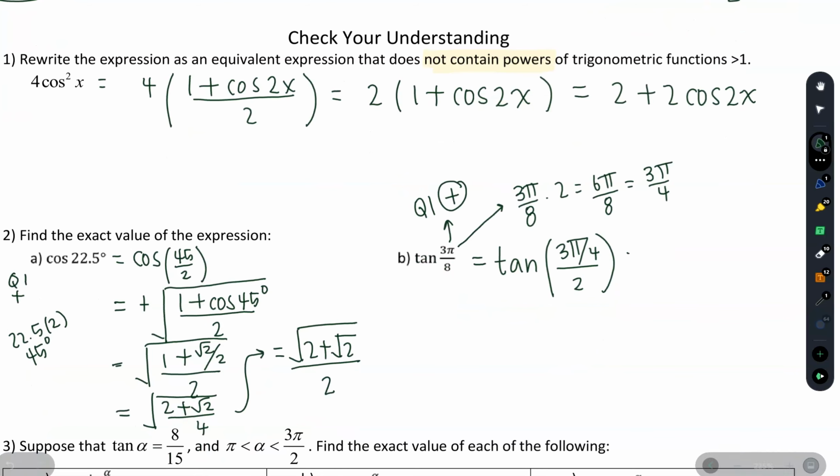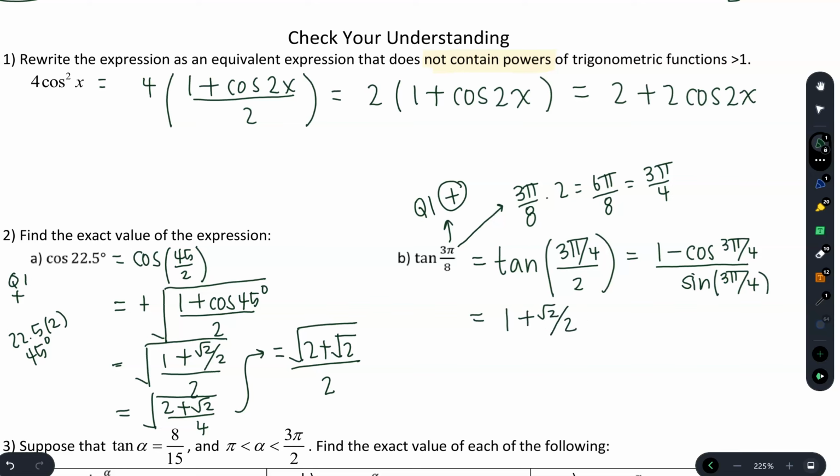Okay, so I'm going to use the second one. So I'm going to say 1 minus cosine of 3 pi over 4. And then this is all over sine of 3 pi over 4. Okay, so this will be 1 minus cosine of 3 pi over 4. So cosine of 3 pi over 4 is what? A negative square root of 2 over 2. So that'll turn into a positive. Sine of 3 pi over 4 is going to be a positive square root of 2 over 2. So if I multiply, this all becomes what?